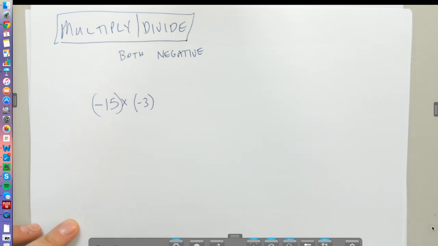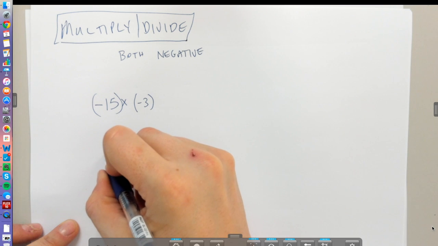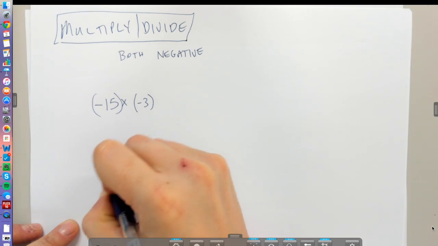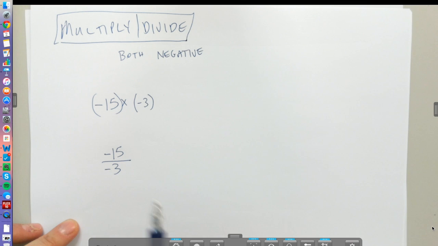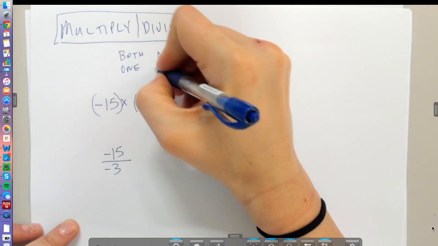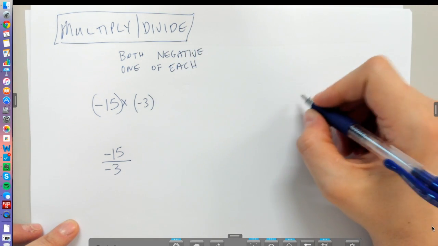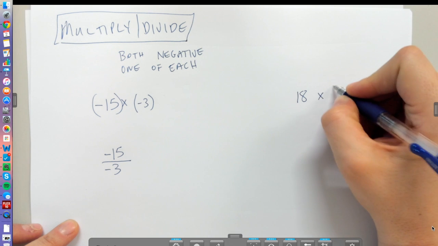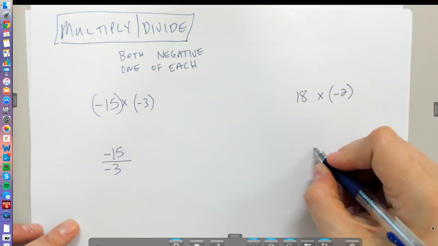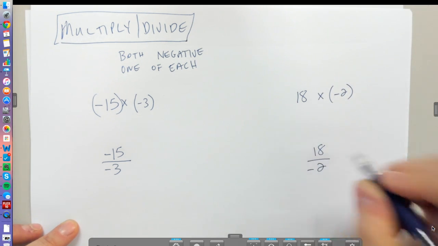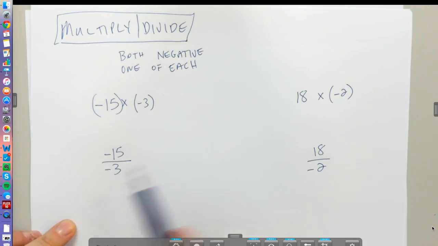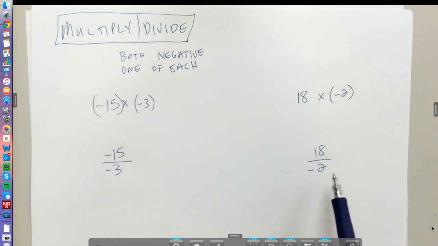Or if you're dividing, I'll just keep the same numbers: negative 15 divided by negative 3. So those are your two options. They're both negative. Your other option is one of each. One negative, one positive. So I'll pick different numbers for fun. It could be 18 times negative 2, or it could be 18 divided by negative 2. So they could either both be negative, or just one could be negative. It doesn't matter which one. I can't emphasize that enough. It doesn't matter which one.